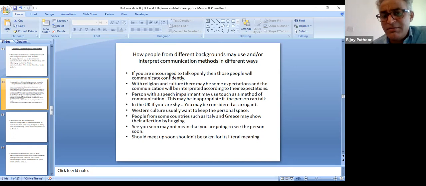Please keep this in mind, that if you are a shy person, you may be in the UK, you may be seen as someone who is rude and arrogant because you're not communicating with people. Western cultures usually keep the personal space. People from some countries, such as Italy and Greece, may show their affection by hugging, which may not be totally appropriate in some other cultures.